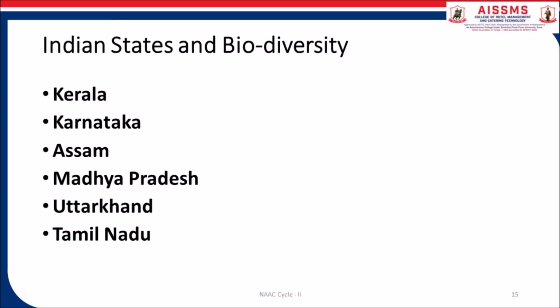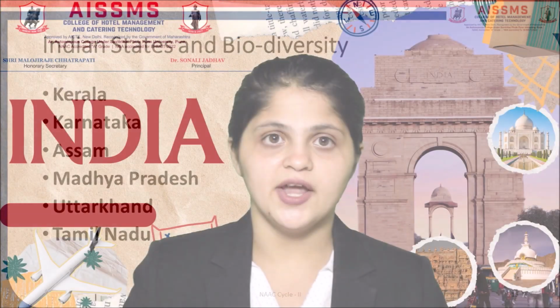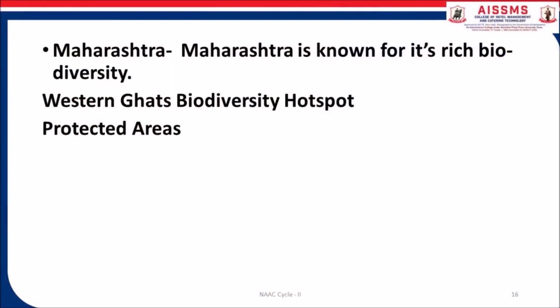Uttarakhand. Uttarakhand, located in the foothills of the Himalayas, is known for its pristine natural beauty and biodiversity. The state has several protected areas including Jim Corbett and Rajaji National Park, Nanda Devi and Valley of Flowers National Park, which are both heritage sites, and several wildlife sanctuaries. Tamil Nadu. Tamil Nadu is known for its diverse ecosystems including the Western Ghats, coastal plains and dry forest. The state has several protected areas including the Indira Gandhi National Park. Maharashtra. Maharashtra is known for its rich biodiversity.